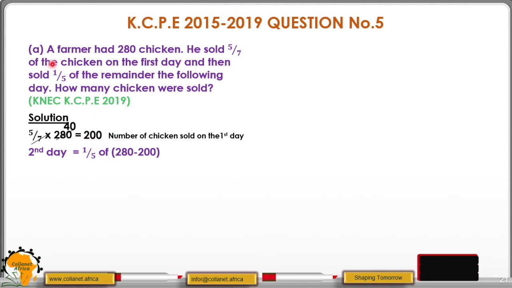So it is a fifth of 80. Note that. It is a fifth of 80, and this is computed that way: by 5, 1 by 5 you get 16. So on the second day 16 chicken were sold. Go back to the question: how many chicken were sold? The first day and the second day, so you add. This was sold the first day and this was sold in the second day. So the total that was sold is 200 plus 16, you get 216.